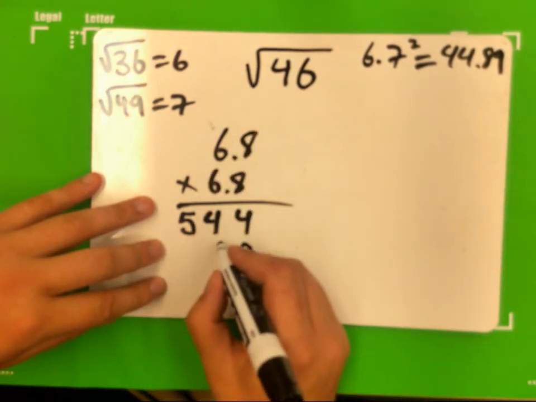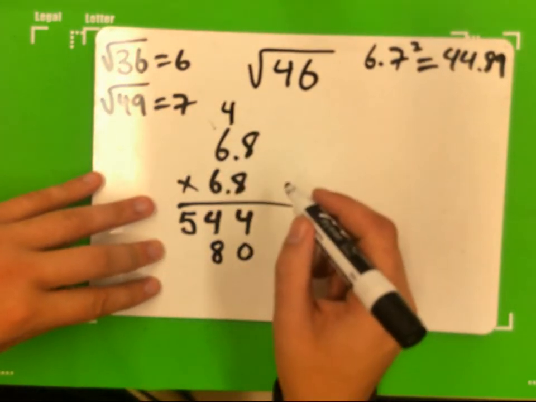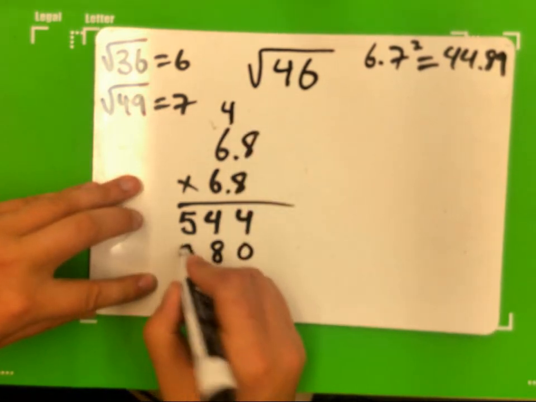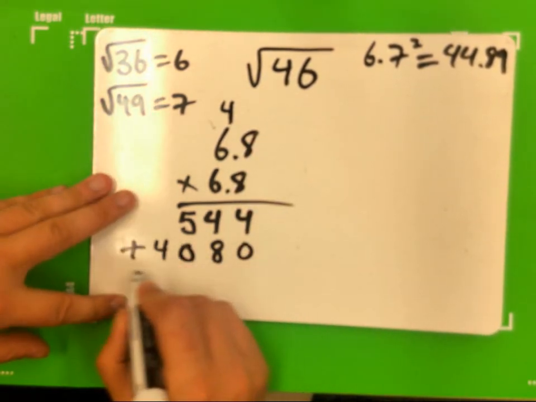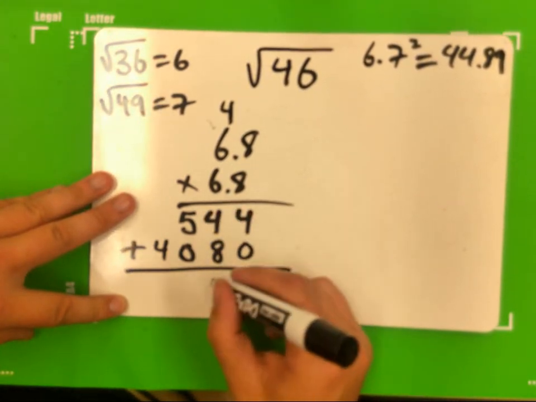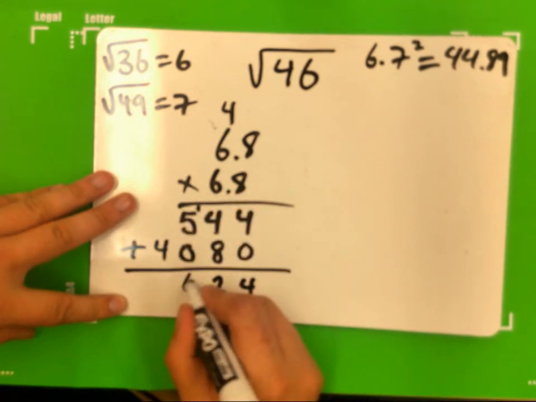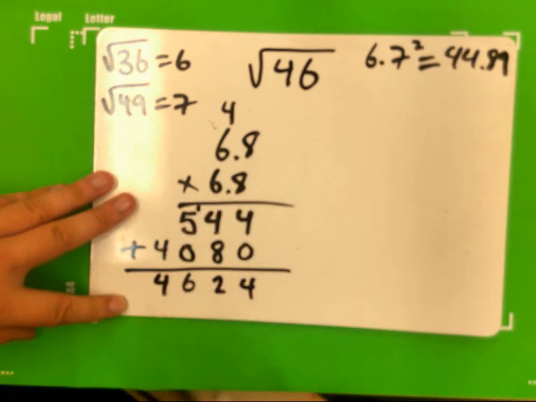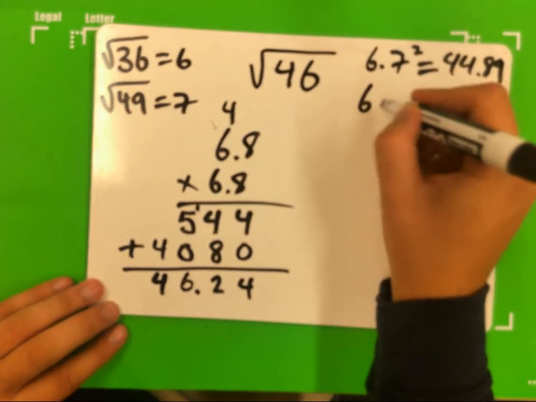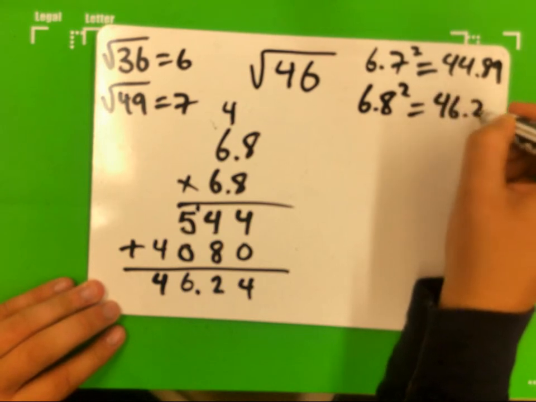6 times 8 is 48. There's my 8. Put my 4 up. 6 times 6 is 36. Plus 4 is 40. Okay, we get 4. 4 plus 8 is 12. Carry my 1. 5 plus 1 is 6. And 4. Now, 46.24, so the square root, not the square root, 6.8 squared is 46.24.